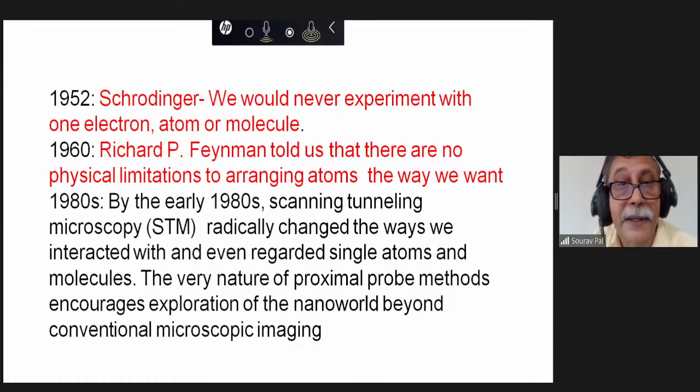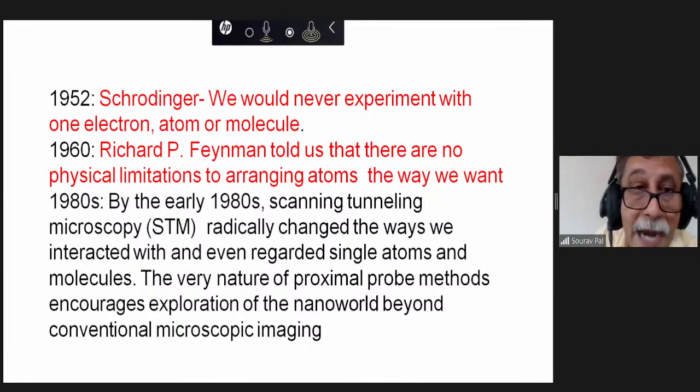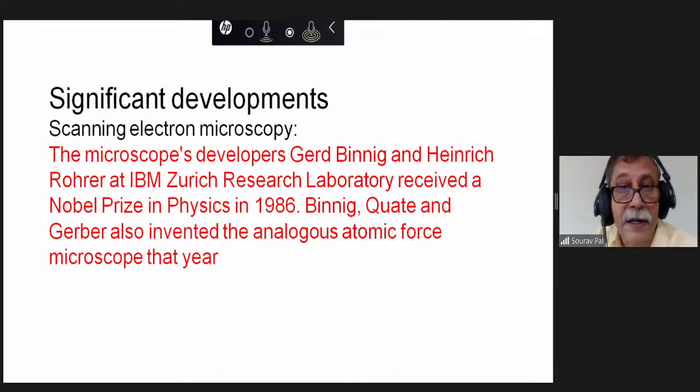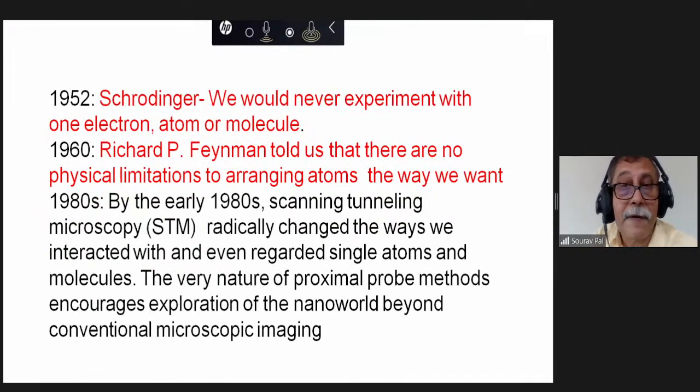I'm not going to worry about nanomaterials much, but even for nanomaterials, we have a large number of atoms and we require very big systems. In fact, I want to tell you a very famous statement by Schrodinger in 1952, when he said we would never experiment with one electron, atom, or molecule. And in 1968, years after, Richard Feynman said there are no physical limitations to arranging atoms the way we want. So you can see how things change.